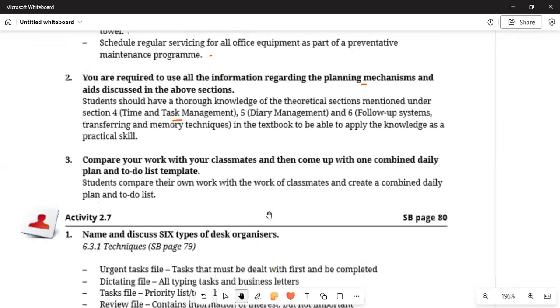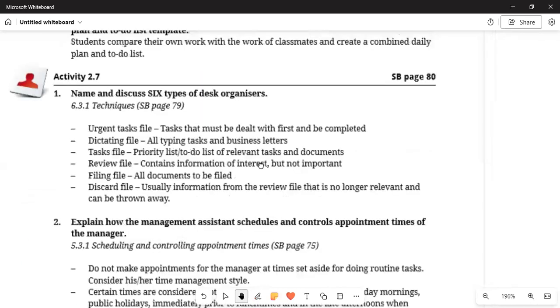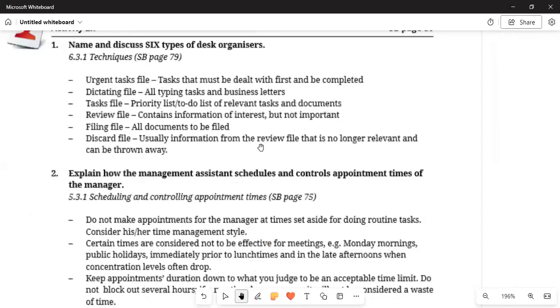And then one important thing that can be asked again in the examination is this: the examination can say, name and discuss 6 types of desk organizers, and that would be for 12 marks. Number 1, urgent task file. We are saying these tasks must be dealt with first and completed. Dictating file, all typing files and business letters. Task files, the priority list or to-do list of relevant tasks and documents.